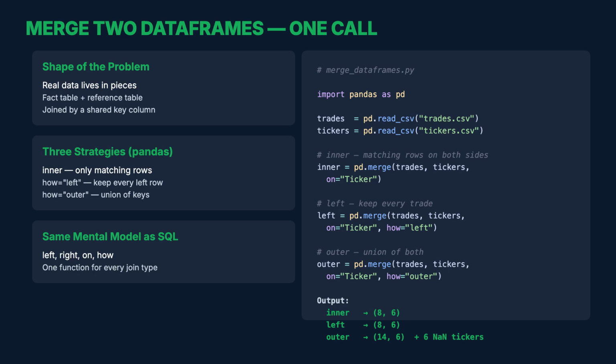Pandas merge is the join function. Same idea as SQL join. Left side, right side, a key, a how strategy. One call, one data frame out.